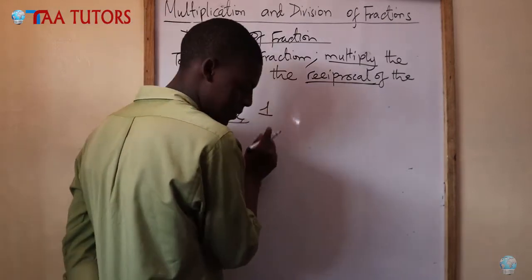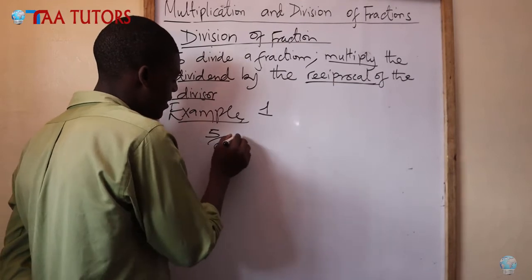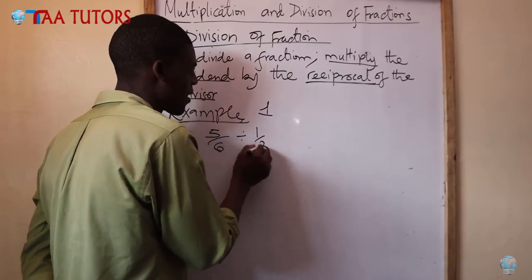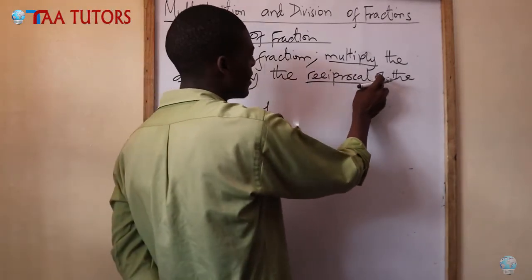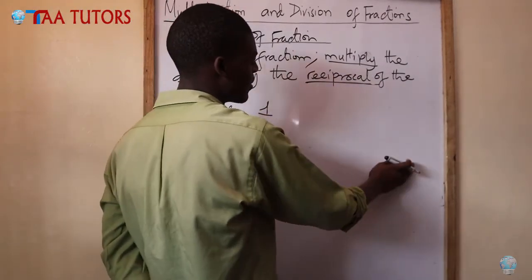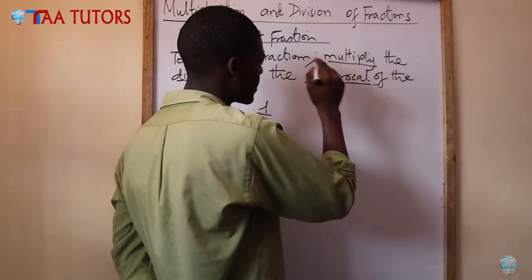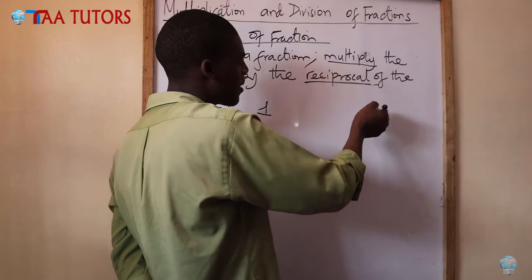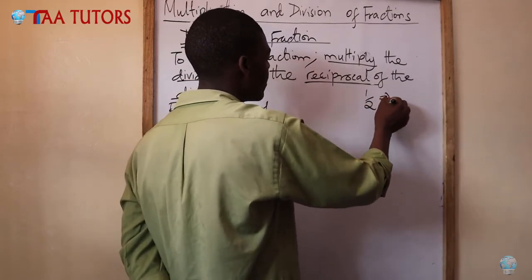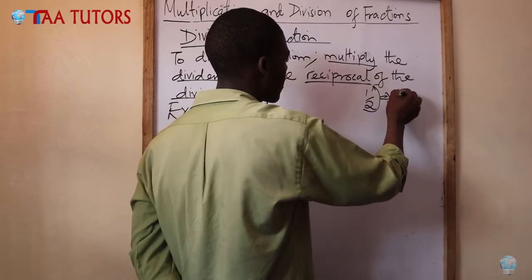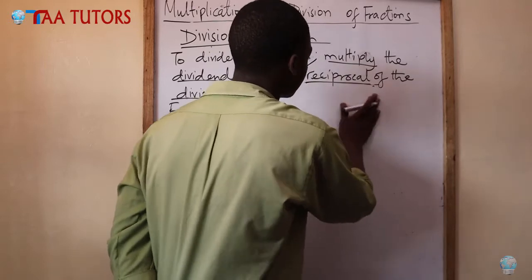That is example 1. We have 5 over 6 divided by a third. A reciprocal, in just simple terms, is always the reverse, or we can say turning a fraction upside down. When you have 1 over 2 and you want to find the reciprocal, you turn it upside down so that you have 2 over 1. Mathematically, that is what we are going to do.